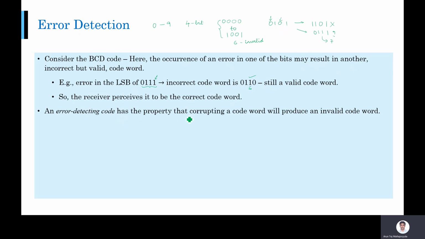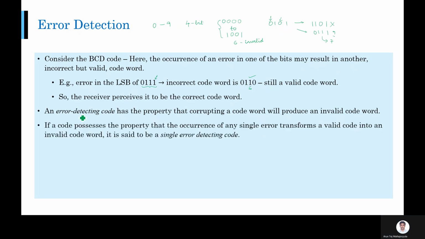An error detecting code has the property that corrupting a code word will produce an invalid code word. So basically what happens is in this particular code, if any code word gets corrupted, that should result in an invalid code word in the receiver. So immediately you will know that the data is corrupt. The code word I received has an error. You should be able to do that.